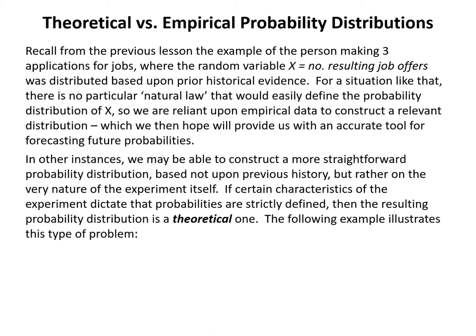In other instances, we may be able to construct a more straightforward probability distribution based not upon previous history, but rather on the very nature of the experiment itself. If certain characteristics of the experiment dictate that probabilities are strictly defined, then the resulting probability distribution is a theoretical one. The following example illustrates this type of problem.